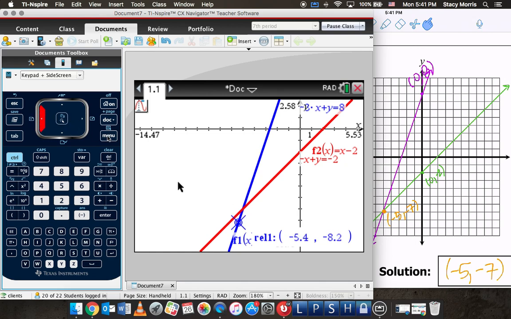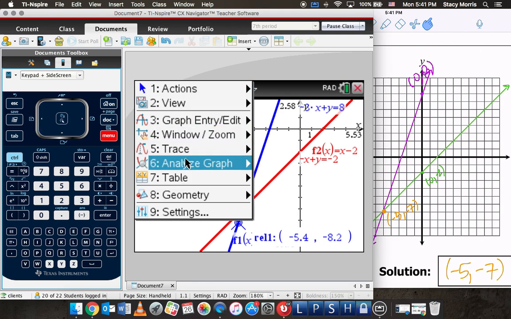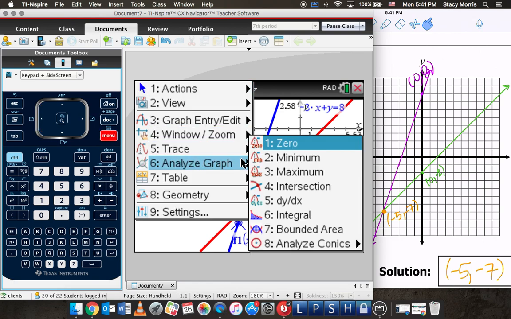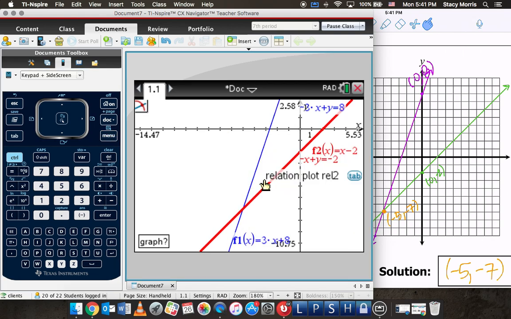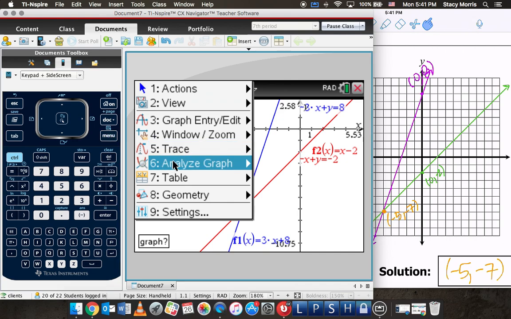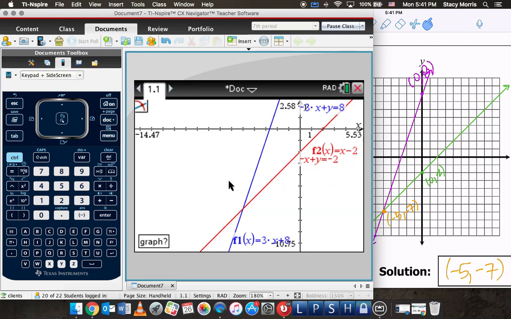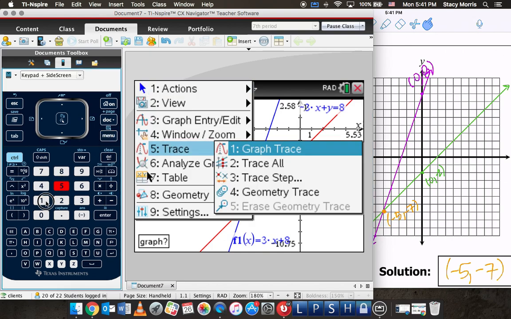So I'm going to push menu, number 6, analyze graph. And we want to find this intersection right here, number 4, intersection. So it's asking us on the graph, you can just click on the graph. I accidentally clicked something else, I have to do it again. So menu, analyze graph, intersection. So I'm going to click.